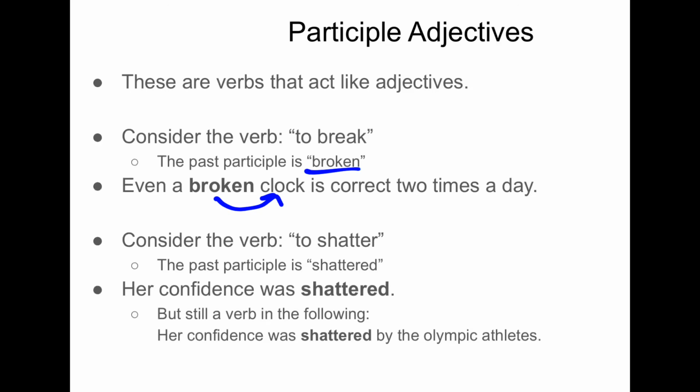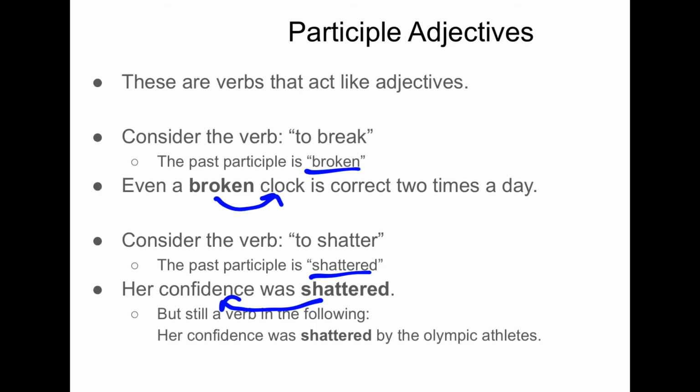Consider the verb to shatter. The past participle is shattered. Her confidence was shattered. Shattered is describing confidence. But keep in mind, another sentence, this one written in the passive voice, her confidence was shattered by the Olympic athletes. Now we see that there's an action occurring.